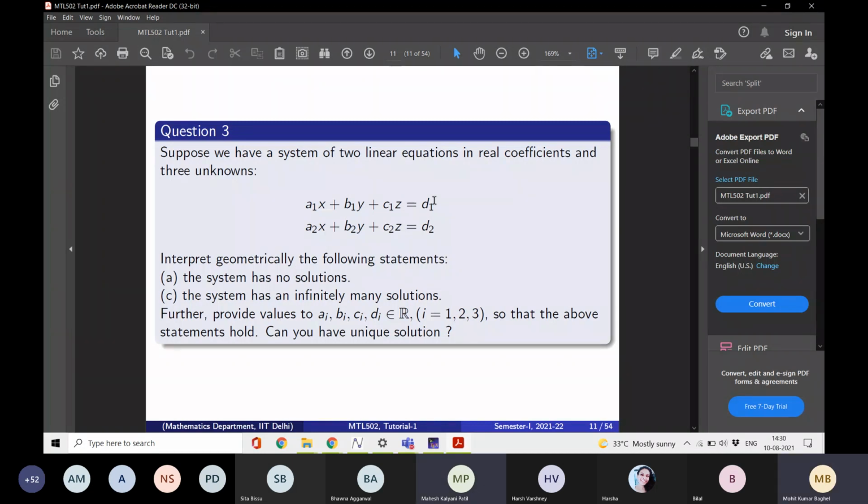Correct, exactly. Actually, I am coming to that point also. One variable will become free. Yes, complete yourself, say it.